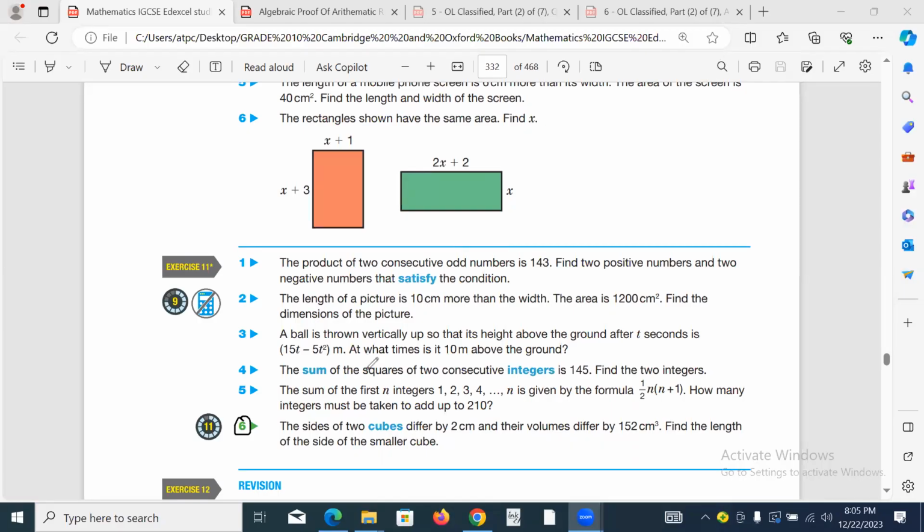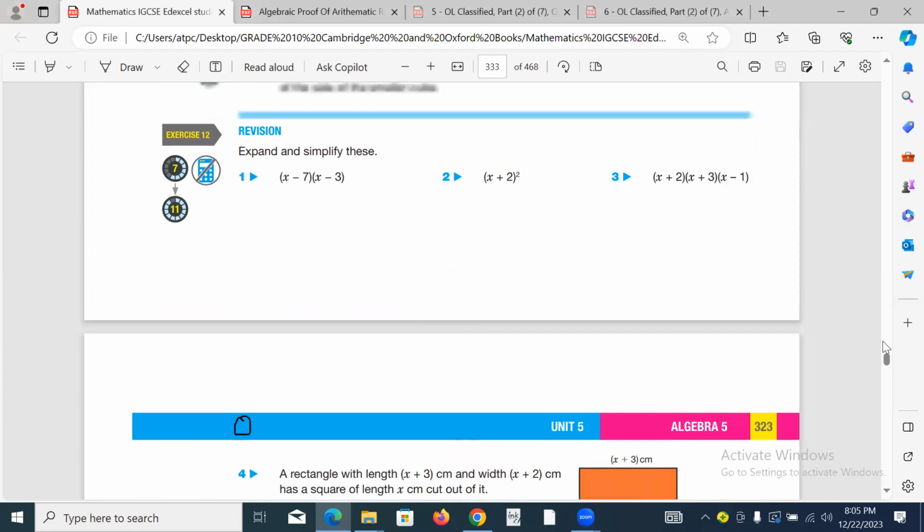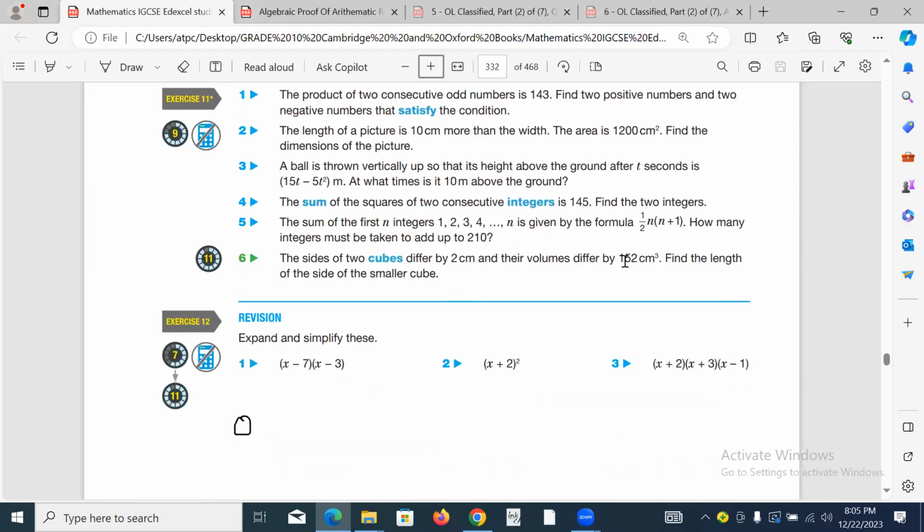So next question is the sides. Here we go a little bit down. Next question 6: the sides of two cubes differ by 2 centimeters and their volumes differ by 152 cubic centimeters. Find the length of the sides of the smaller cube.